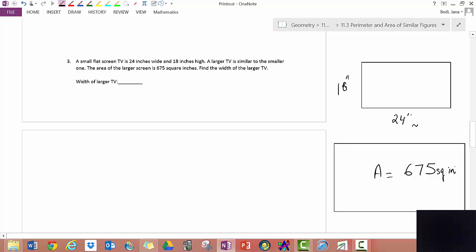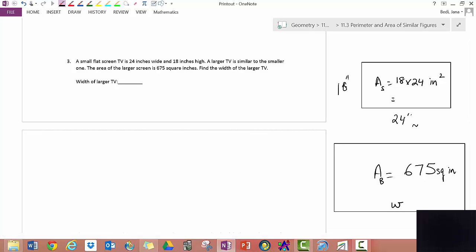Okay, let's continue. So we know the area of the large one is 675. We know these two are similar. So we know the width of the top one, the smaller one, is 24. So we want to find the width of the bigger one. 18 inches is the height. So how about we find the area of the big one and the area of the smaller one, which will be 18 times 24 inches squared. So you can figure out whatever that is.